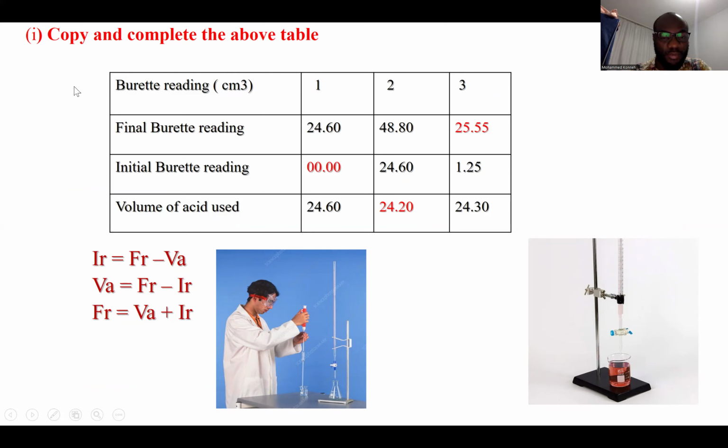We're going to copy and complete the table we saw. So how are you going to complete this table? You're going to subtract. Initial will be equal to final minus volume to get the initial reading. Volume of A will be equal to final minus initial. To get the value in red, you add these two values, initial plus the volume, and we get the final value, which is 25.55. So final equals FA plus IA normally. If we do this, it means you have copied and completed the table.